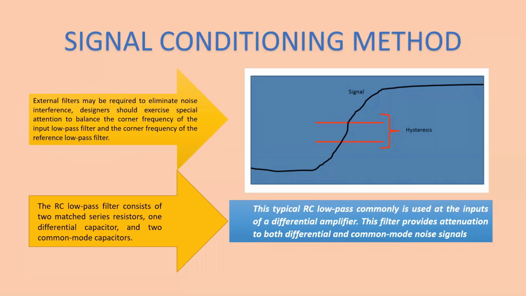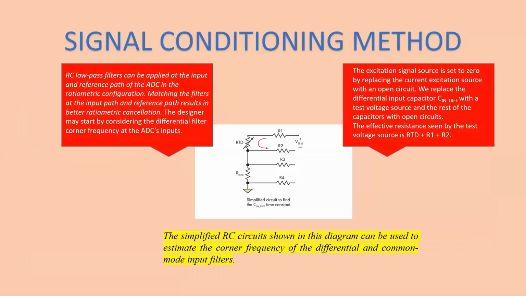So the figure shown in this slide is about the simplified RC circuit and can be used to estimate the corner frequency of the differential and common mode input filters. In detail, RC low pass filters can be applied at the input and reference path of the ADC in the ratiometric configuration. Matching the filters at the input path and the reference path results in better ratiometric cancellation. The excitation signal source is set to 0 by replacing the current excitation source with an open circuit.